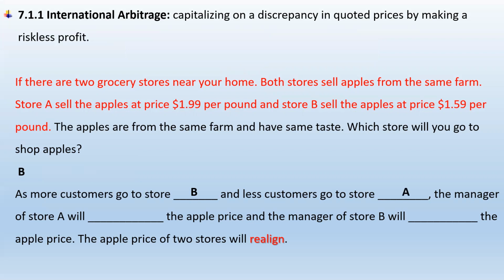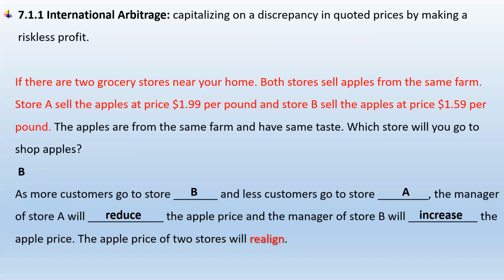In this case, store A will have a lot of apple inventory. It's hard to sell it. So the manager of store A will reduce the apple price. In the meantime, the manager of store B will increase the apple price, because the inventory goes really fast. They notice this phenomenon, and they know that the apple is underpriced compared to the other store. That's the reason why the store B manager thinks a higher price will bring more profit for the store.